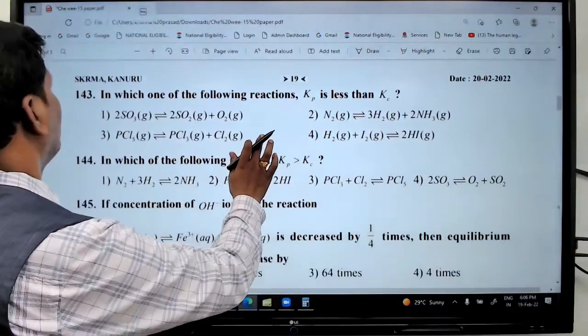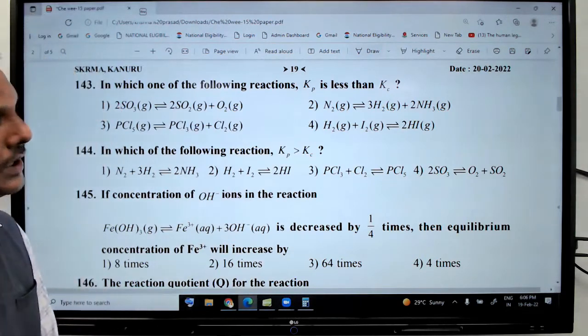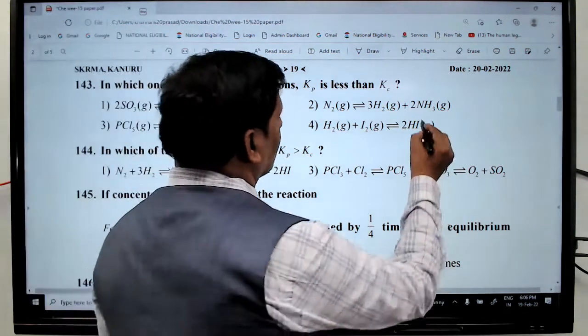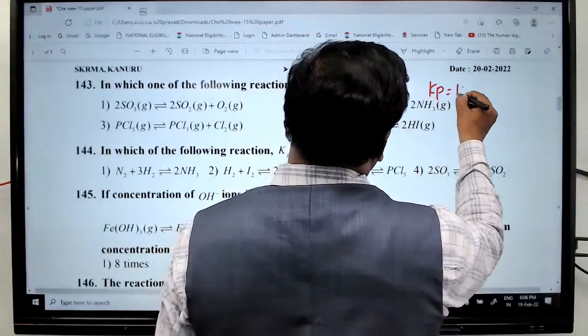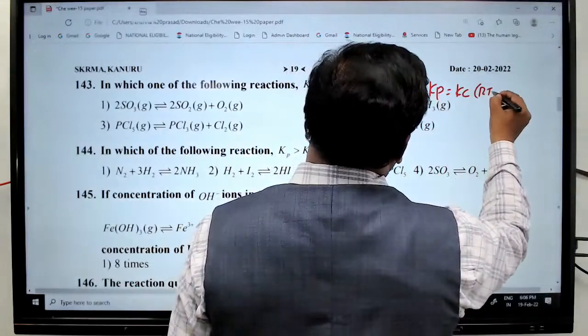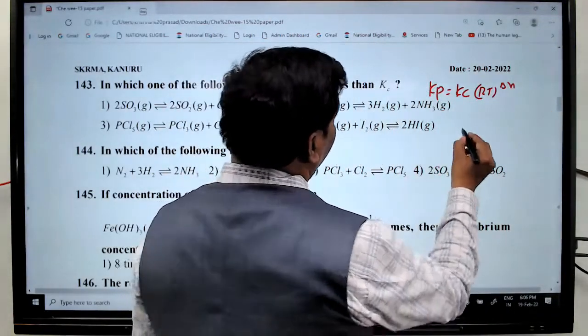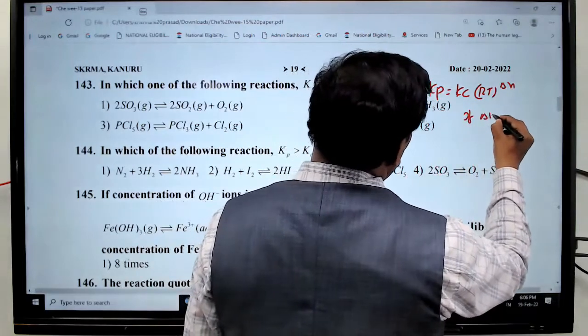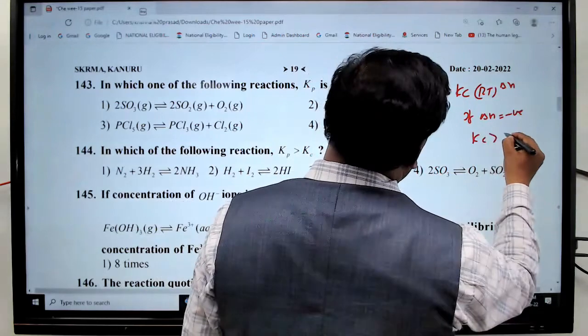Now, question number 143. In which one of the following reactions is Kp less than Kc? That's very simple. Once again, for your information, Kp is equal to Kc (RT) to the power delta n. If delta n is negative, then Kc is greater than Kp.